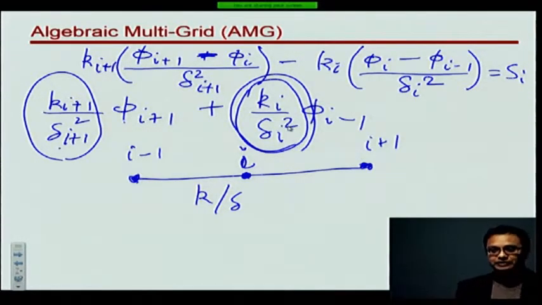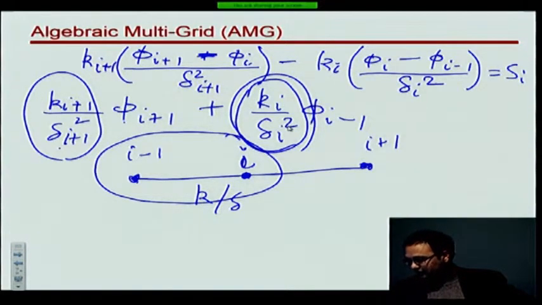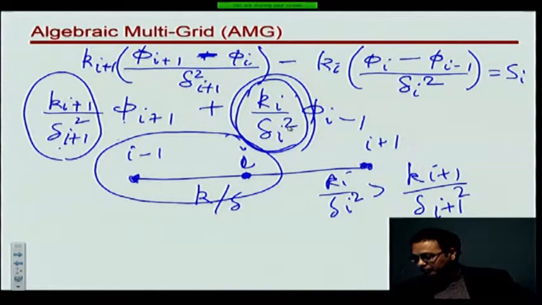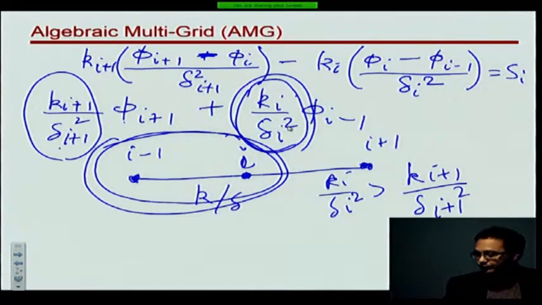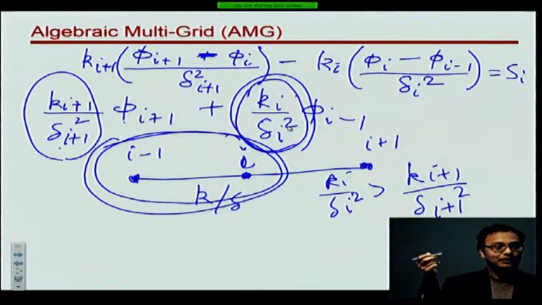So what that's telling me is that I should agglomerate these two if k_i over delta_i is larger than k_{i+1} squared over delta_{i+1} squared. Why? Because the link coefficient here is larger. The physical reason is that the temperatures at i and i minus 1 will be very close. So that assumption we made in the previous slide, remember, phi_3 equal to phi_4 equal to phi_A, becomes more justified.